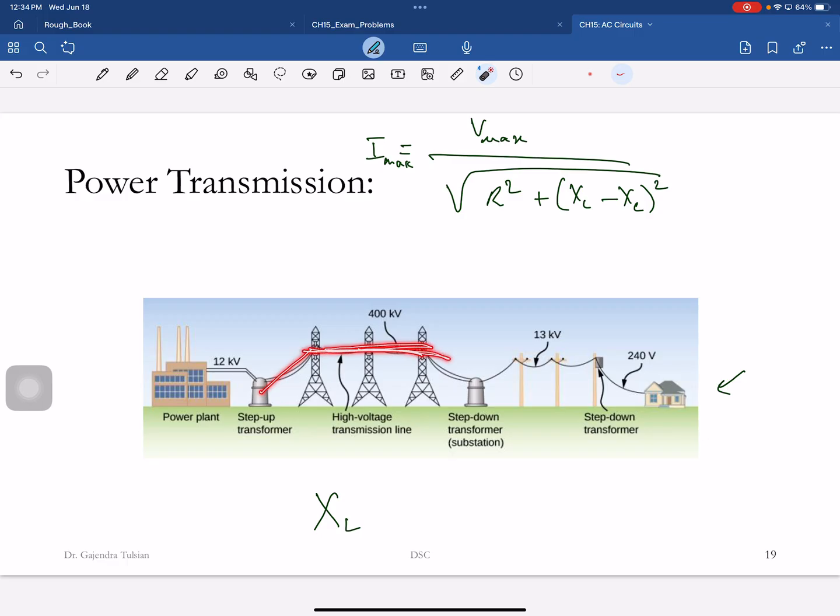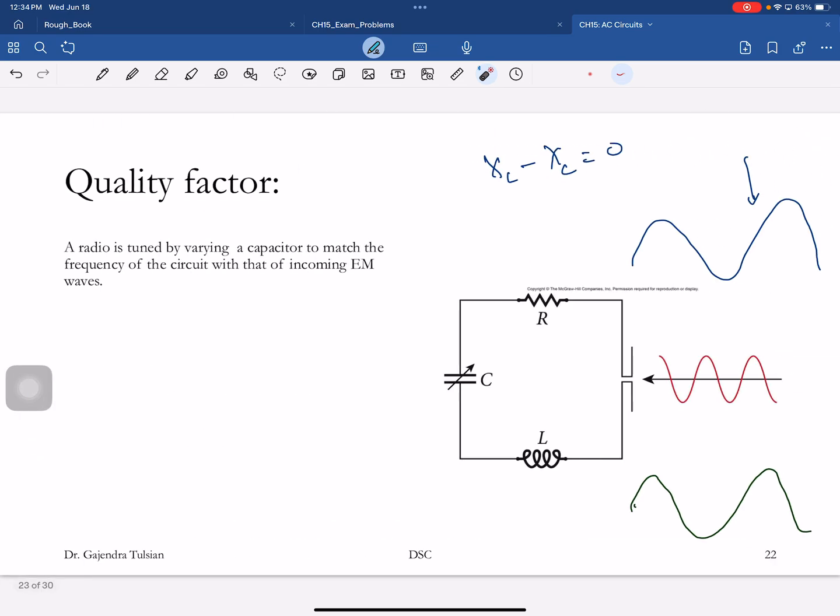In the US, we transmit at, I believe, 780,000 volts, or maybe 850. I think 780,000 volts. Yep. And then you have to step it down. Why do we step up? Why do we transmit power at high voltage? More efficient. Yeah, minimize losses. Minimize transmission losses.